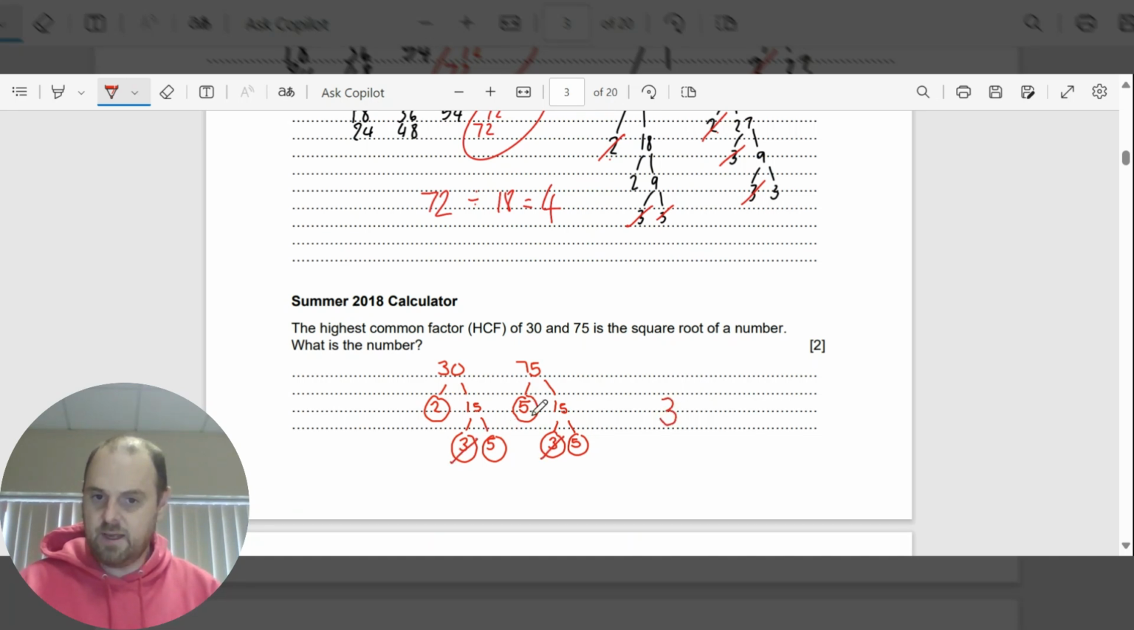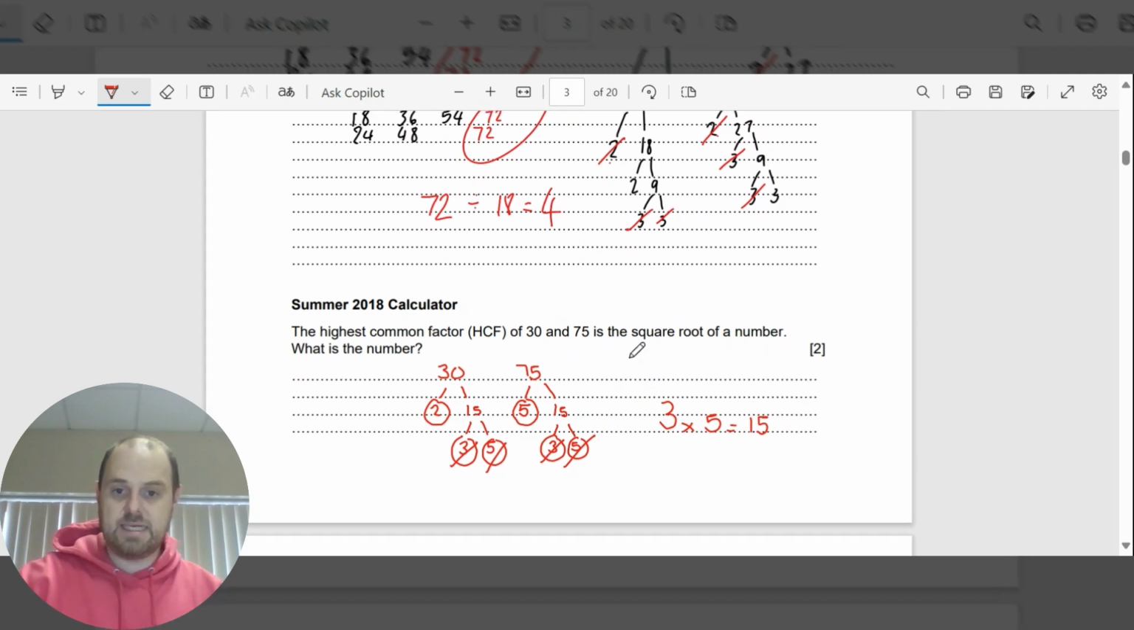Take it out. There's a 5 in this answer, there's also a 5 in this answer. There's one there, all there. Take it out. What's left here is a 5. What's left here is a 2. Can't take those out because then they're not in common. Highest common factors we're looking for here. So 3 times 5 means that the HCF is 15. It does say though, the highest common factor, 15, is the square root of a number.